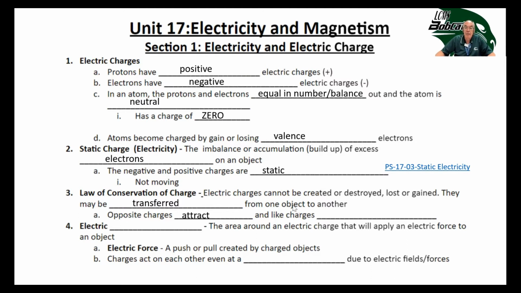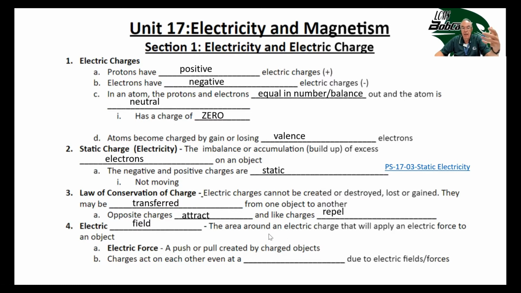Okay, and because they can be transferred from one object to another, opposite charges attract and like charges repel. This is where the electricity and magnetism kind of come into play, like the opposite ends of a magnet attract and the like ends of a magnet repel. An electric field, okay, is the area that's created around something that has an electric charge, and it'll apply an electric force to an object.